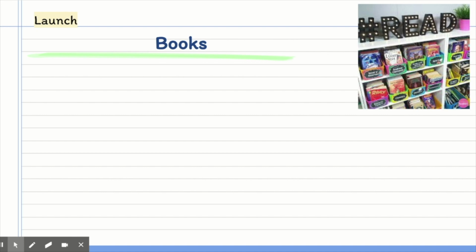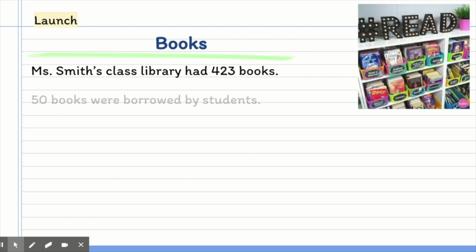All right, so let's look at this example. It's titled Books, and we're doing that 3-read. For the first read, we're going to read through the information and break it down. Miss Smith's class library has 423 books. 50 books were borrowed by students. Okay, so we know that this is math, and we're either adding on or taking away. So we're reading through to understand the first 2 sentences. Notice there's no question yet.